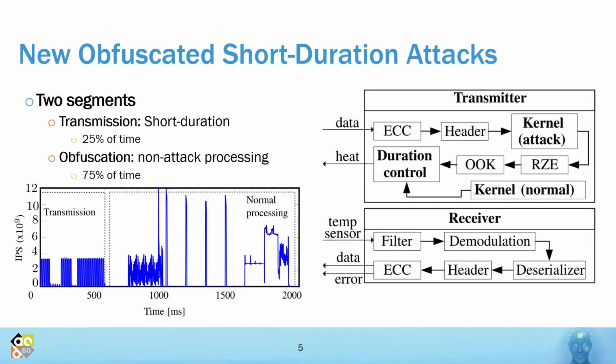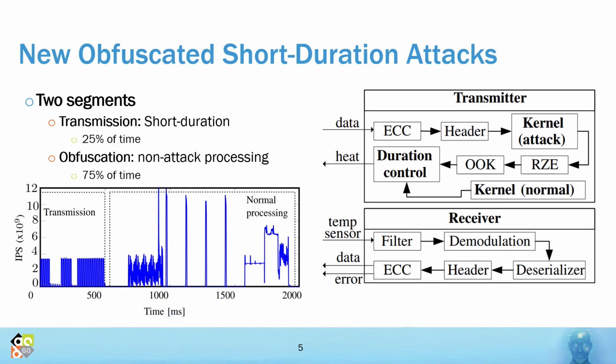Now, in the figure on the right, we can see how the transmitter and the receiver applications are designed. In the transmission, the data to be sent is encoded using Hamming as error correction code. Then, a header is appended to the binary data. Afterwards, a processing kernel takes the binary data and applies a modulation scheme consisting of return-to-zero encoding as well as on-off keying.